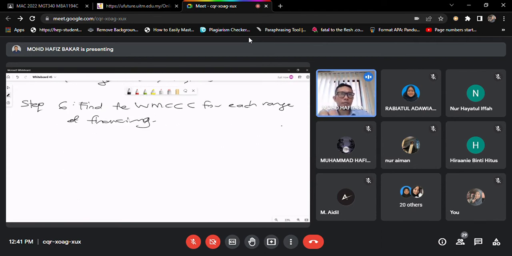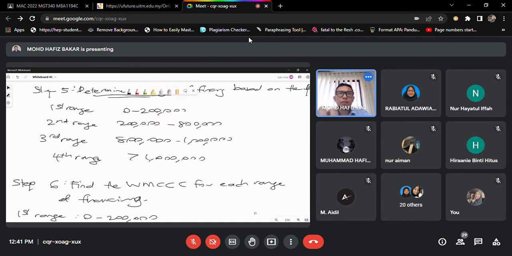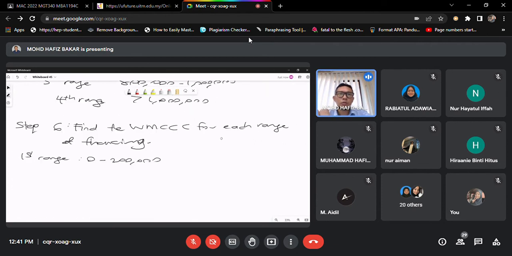Kita try buat first range from 0 to 200,000. So how to get this amount? Daripada step number 5 tadi lah. Daripada sini. Okay, daripada sini you all masukkan dekat bahagian bawah ni. The first range must start from 0 to 200,000. Okay, so you calculate the WMCC.